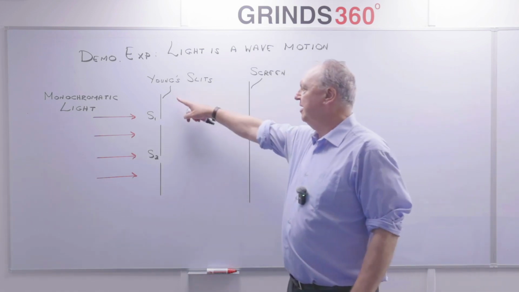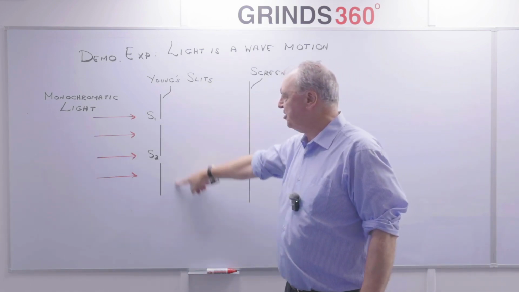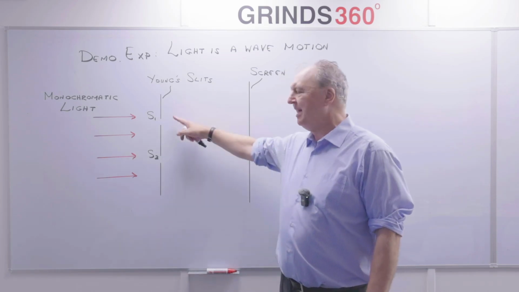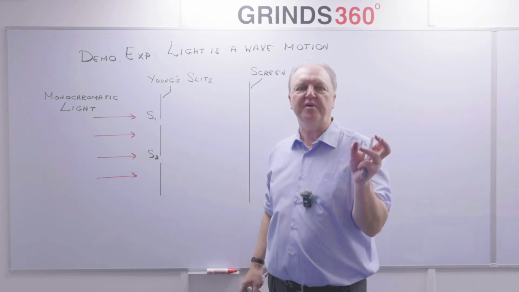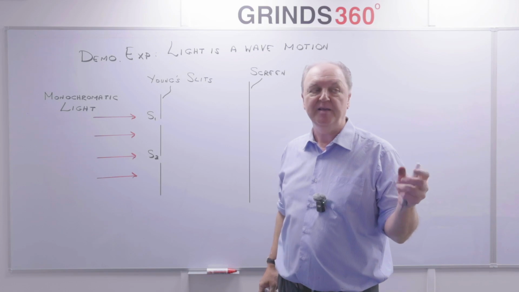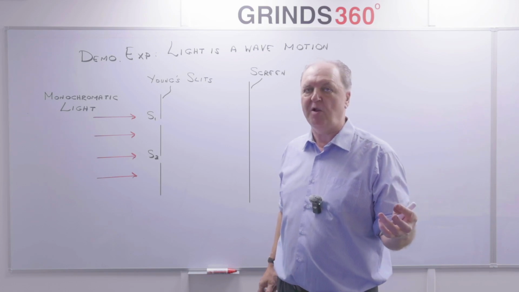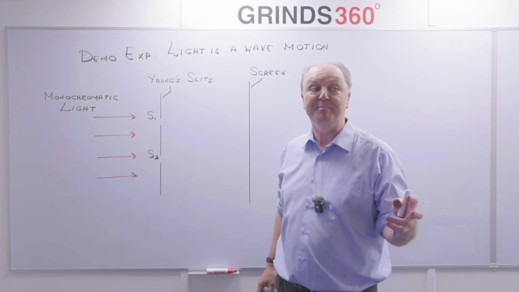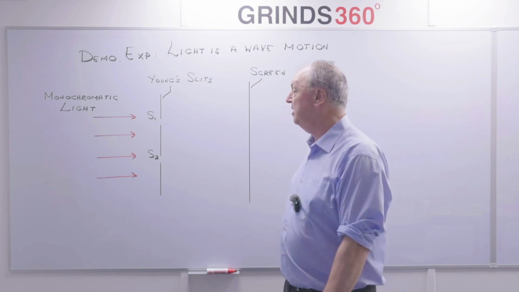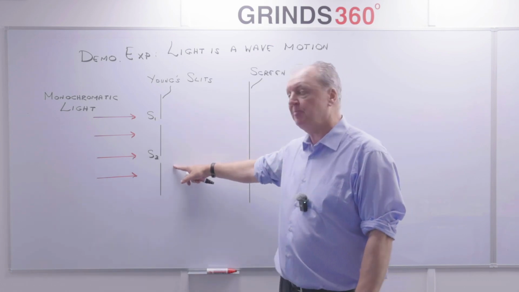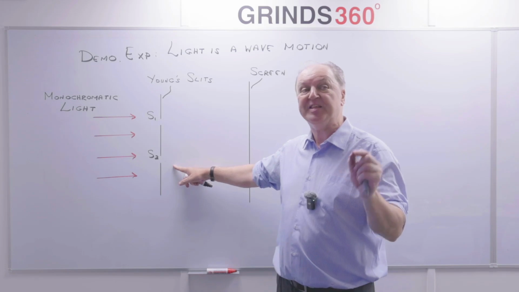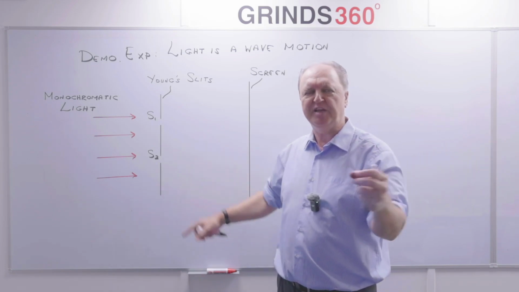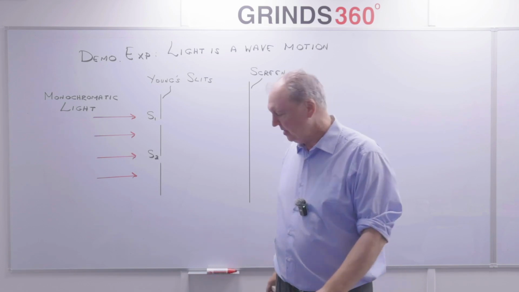So here I have an obstacle with two gaps in it. The gaps actually have to be very, very small if we're talking about light. Light has a very, very small wavelength. We're talking about something like 1/10,000th of a millimeter. That's how small. So these gaps have to be extremely small because it's only when the size of the gap is about the same size as the wavelength that you get this really good diffraction.